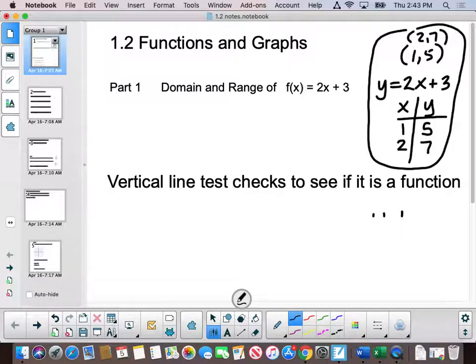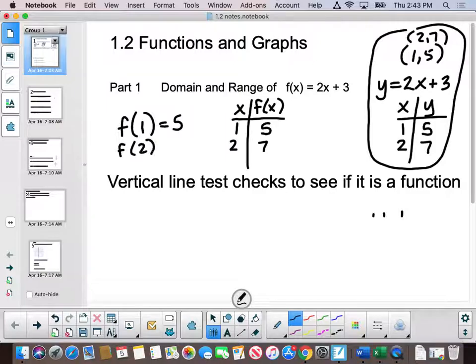You can make an xy chart, but instead it's an x and f of x chart. X is 1, f of x is 5. X is 2, f of x is 7. That's the difference. Your ordered pair is completely different. The way they do ordered pair is f of 1 equals 5. That's the same thing as 1 comma 5. I think some of you know this anyway. F of 2 equals 7.